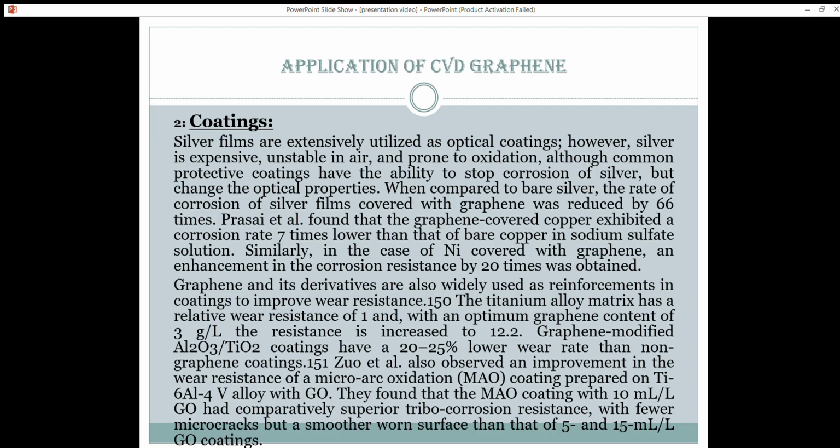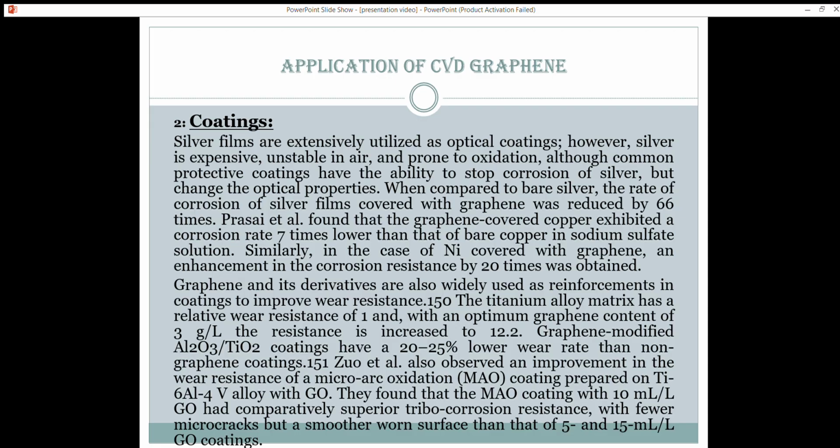Graphene and its derivatives are also widely used as a reinforcement in coatings to improve wear resistance. The titanium alloy mixture has a relative wear resistance of 1, and with an optimum graphene content of 3 grams per liter, the resistance is increased to 12.2. Graphene-modified aluminum trioxide, titanium dioxide coatings have a 20-25% lower wear rate than non-graphene coatings.